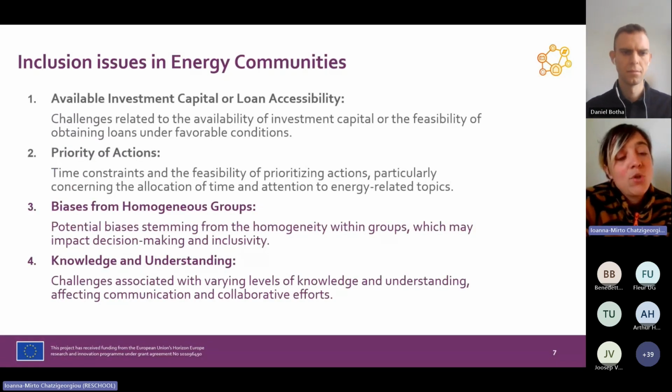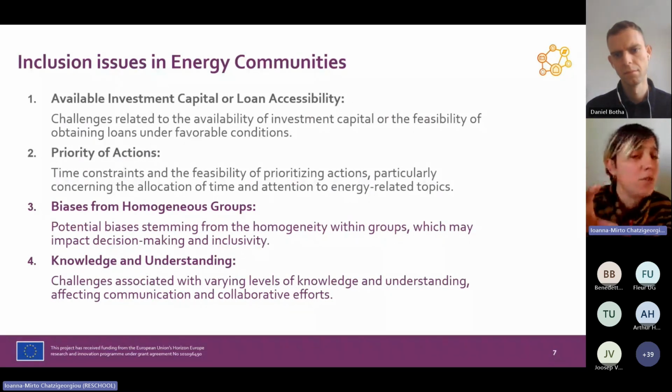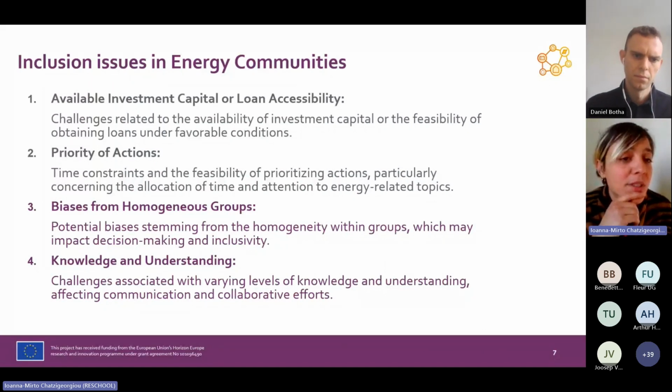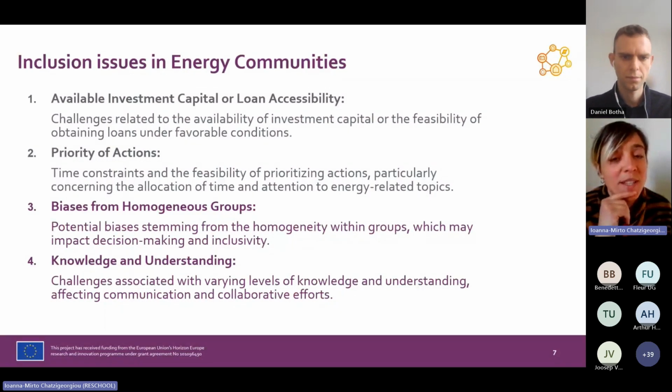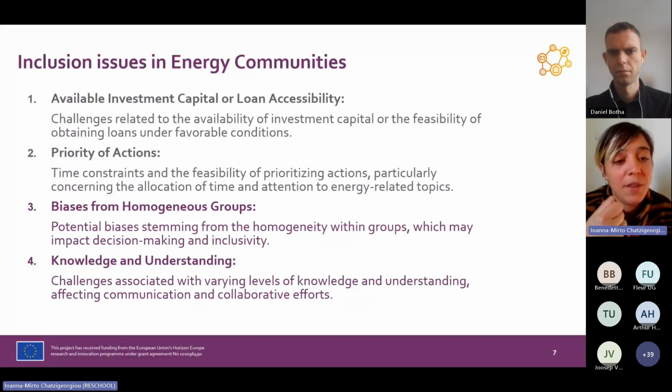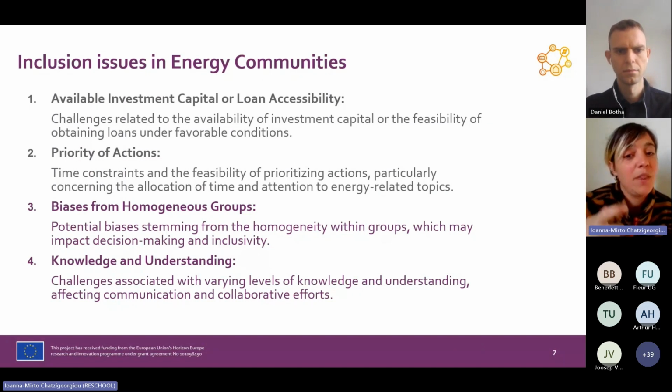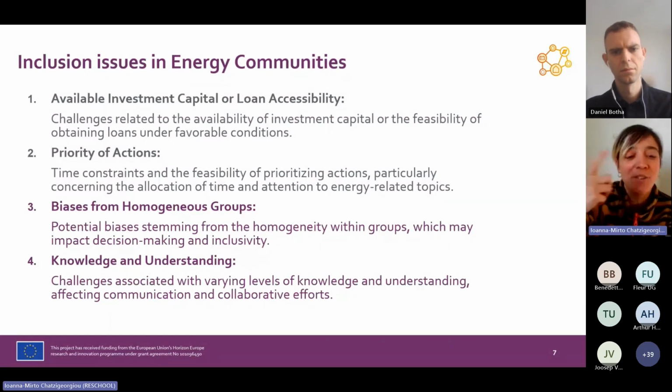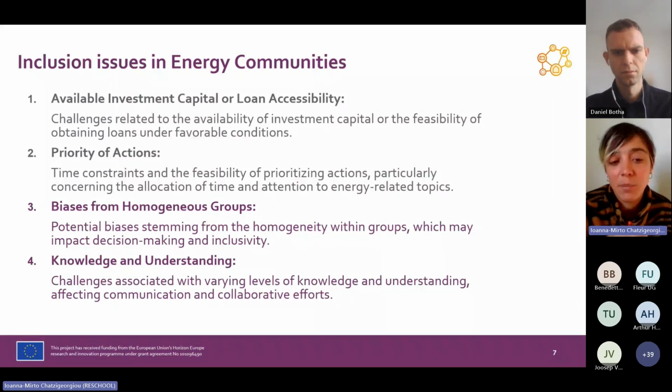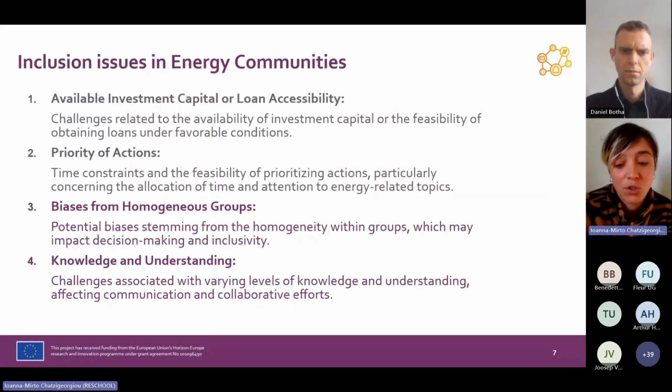The inclusion issues we found that are commonly found in energy communities were also mentioned during the panel discussion today. The first two are that there is no available investment capital or loan accessibility for a lot of people, and there are also time constraints depending on their background, daily life, work-life balance, etc. But the two that we believe we can improve by applying gamification in our work with energy communities are the biases that come from homogeneous groups. Homogeneity within groups may impact decision making and inclusivity and create a loop of non-inclusion. And also the knowledge and understanding gap, which also affects communication and collaboration.